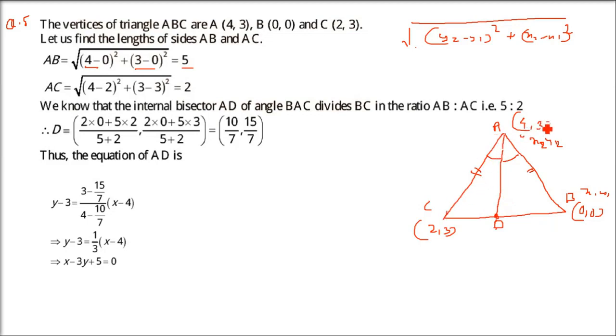We only need AB and AC because the internal bisector divides the opposite side in the ratio of the sides containing the angle. So now we have 5 and 2 as the lengths. This is 5 and this is 2. 5 is to 2, and AB, this is 5 is to 2. Now we know that this is 5, this is 2. You are going to write it here.